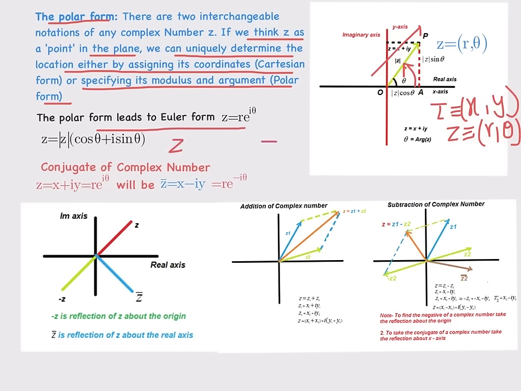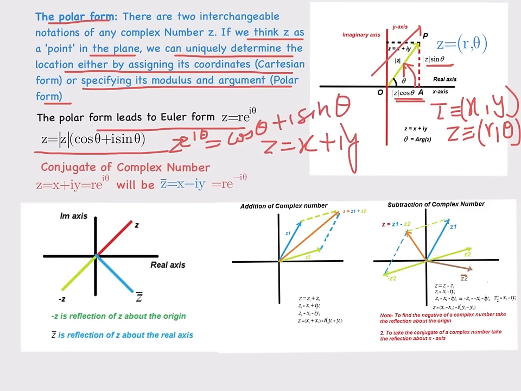Since z is equal to x plus iy, you can write x is equal to mod z cos theta, the x component, and y is equal to mod z sin theta, the y component. So you can write any complex number z is equal to mod z times cos theta plus i sin theta, and e to the i theta is equal to cos theta plus i sin theta. If you put in the expansions of cos theta and sin theta, you will get the expansion of e to the i theta, and so e to the i theta is equal to cos theta plus i sin theta.